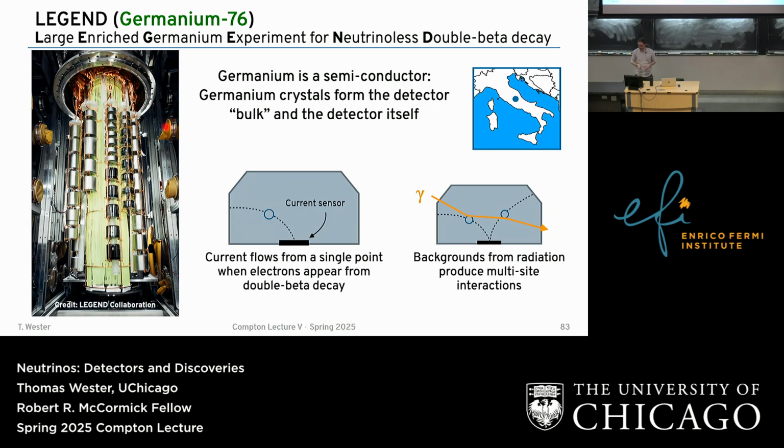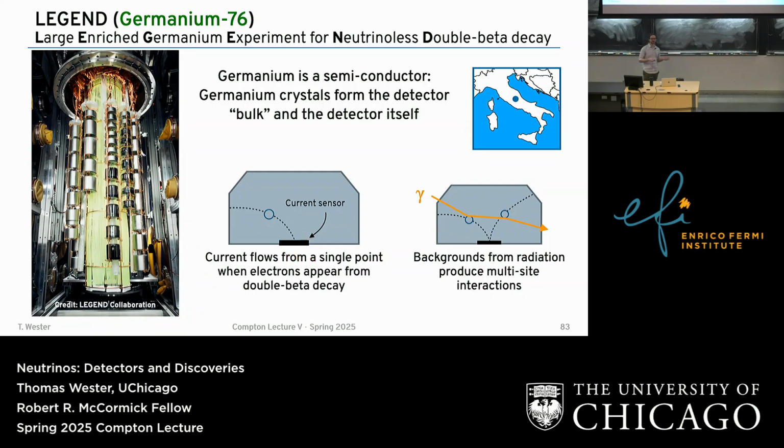So the way this works is that germanium is a semiconductor. And what that means is that whenever there's an electron emitted inside the material, you get a little current between the outside of the detector and a sensor that you can place inside the detector. And so if you have a double beta decay event, you have two electrons kind of appearing out of nowhere. And that creates a charge imbalance that creates a current that you can then read out. So that's the principle of the detection.